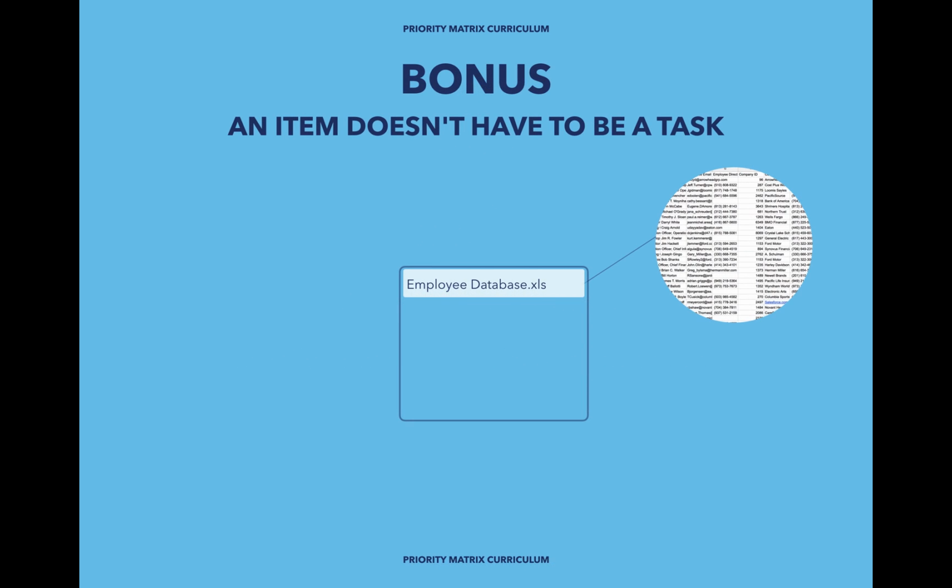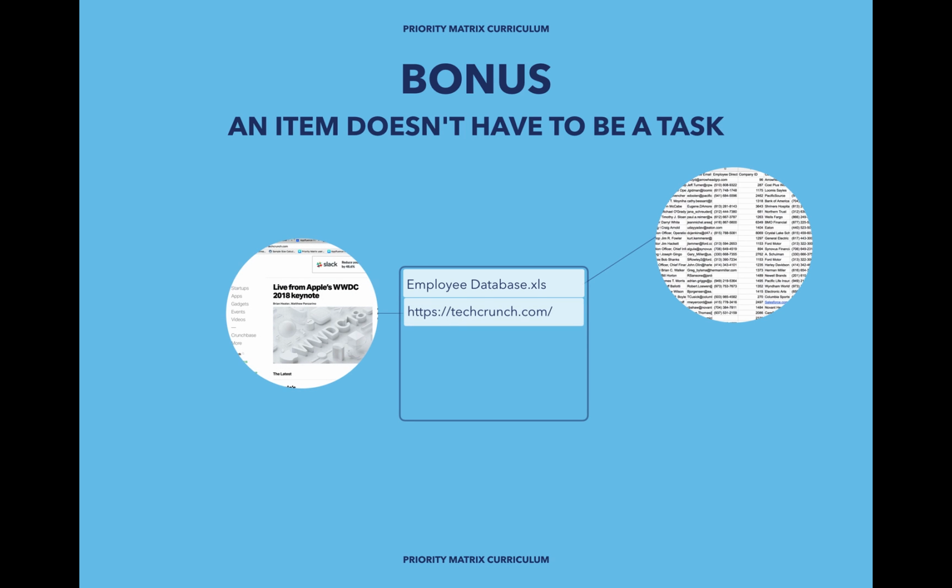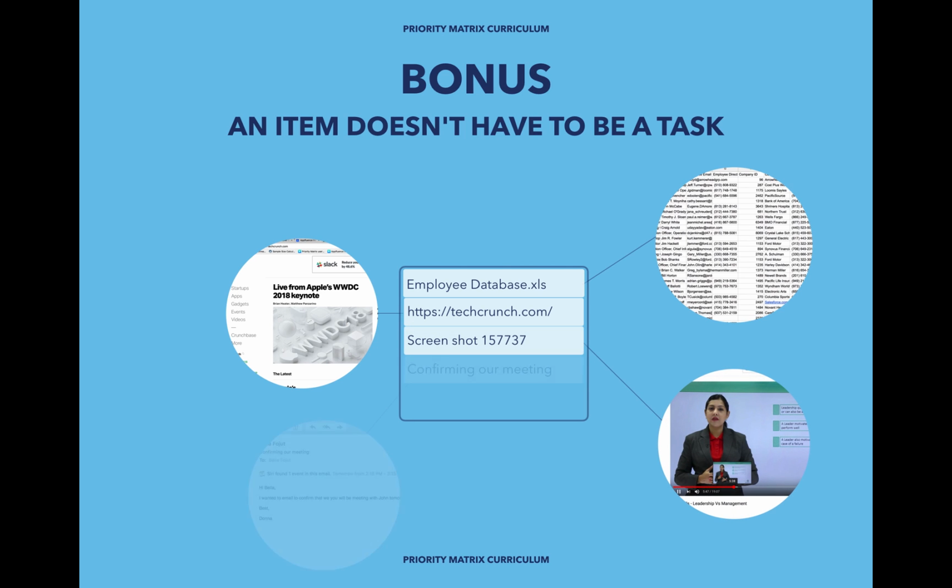It's also important to remember that while most of the items in Priority Matrix are tasks at their core, they don't have to be. You can always create an item from a file, from a web page instead of using a bookmark in your web browser, from a screenshot, and even from an email.